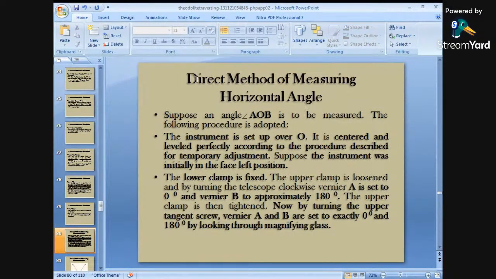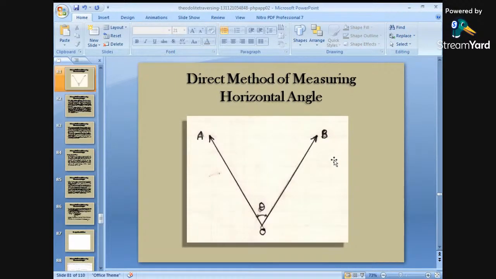After that, there are different methods of measuring your horizontal angle. How to measure your horizontal angle? Suppose an angle AOB is to be measured. The instrument has been set up at point O. You can see that in this diagram. Your instrument has been set up at point O.